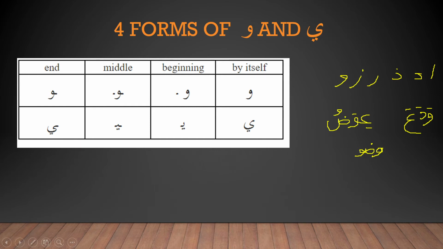So if there's a line like this on top, ya will always be below it. So let's imagine there's a letter like this. This is how it will be. There's a noon on top and then a ya below. The ya will be below the line. The red line is the line, okay? The ya will be below the line.